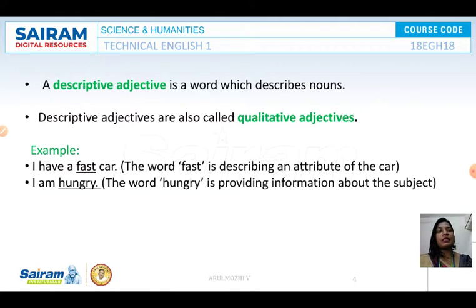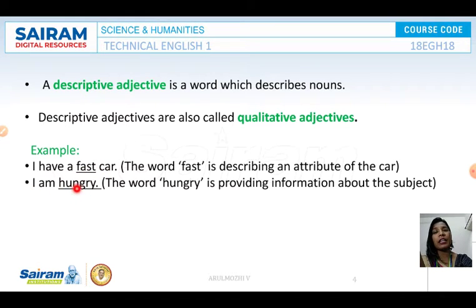Descriptive adjective is a word that describes a noun. Descriptive adjective is otherwise called as quantitative adjective. Look, take for the example. I have a fast car. Here, car is a noun, and this fast describes the car, so it is called quantitative adjective.